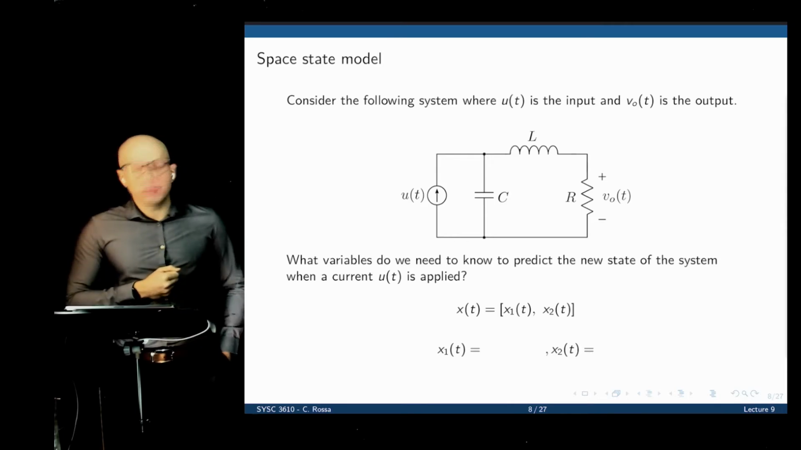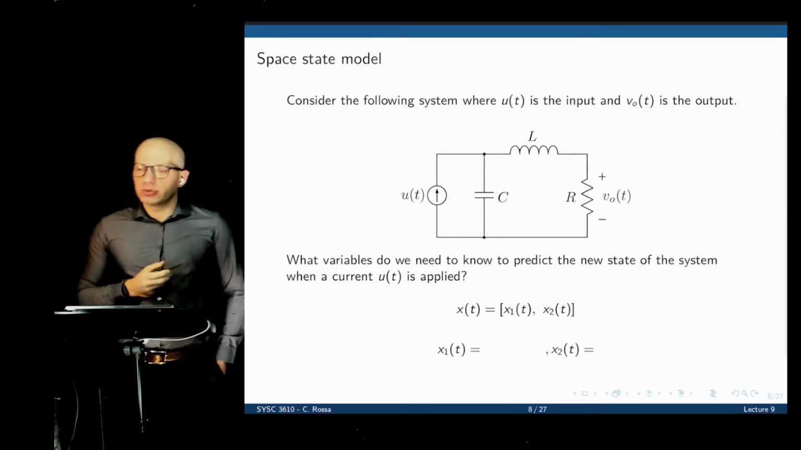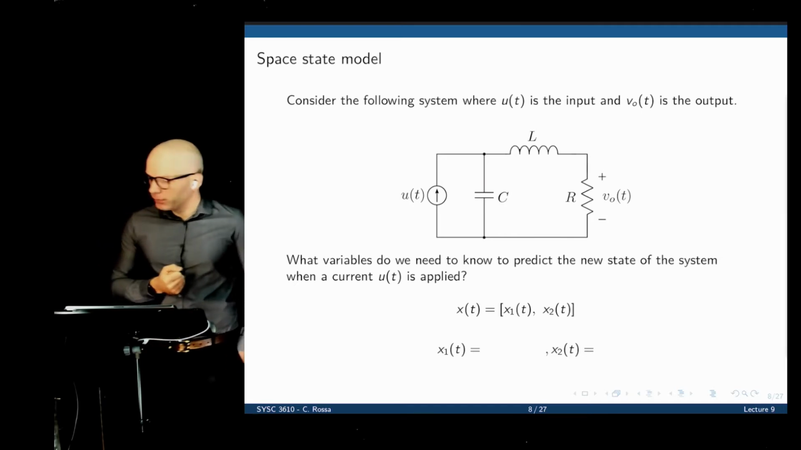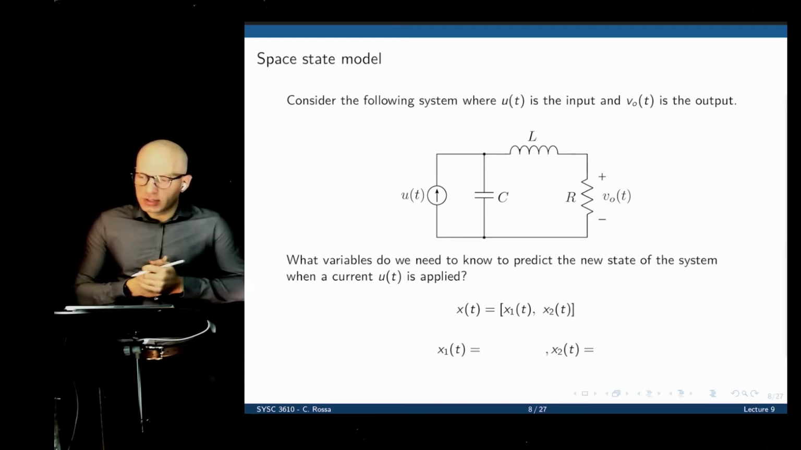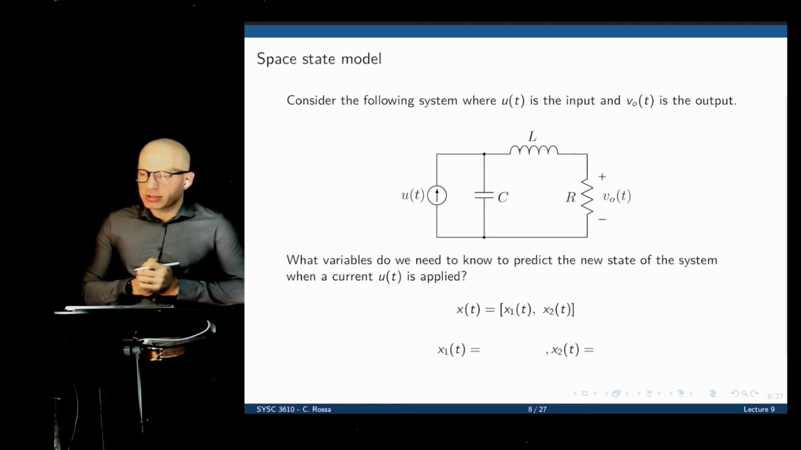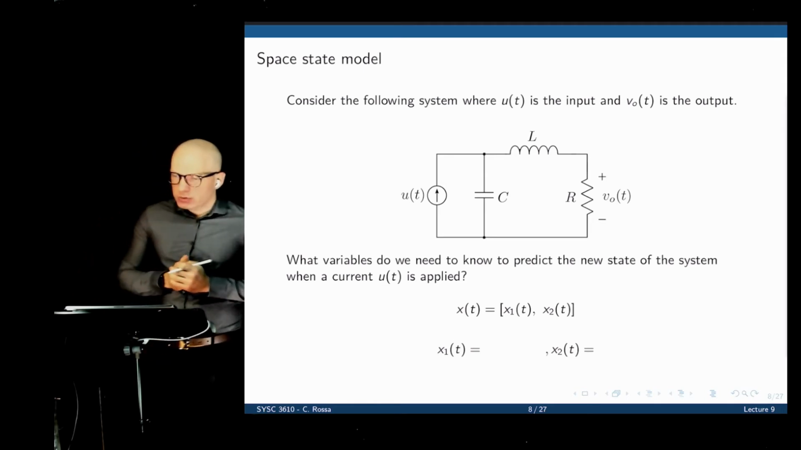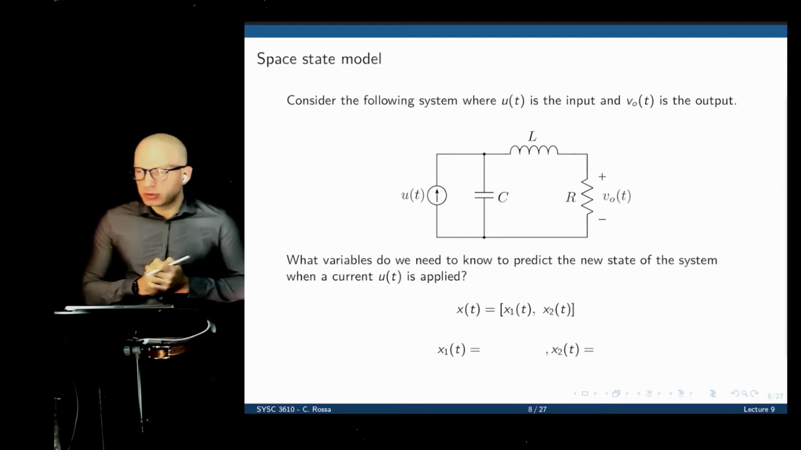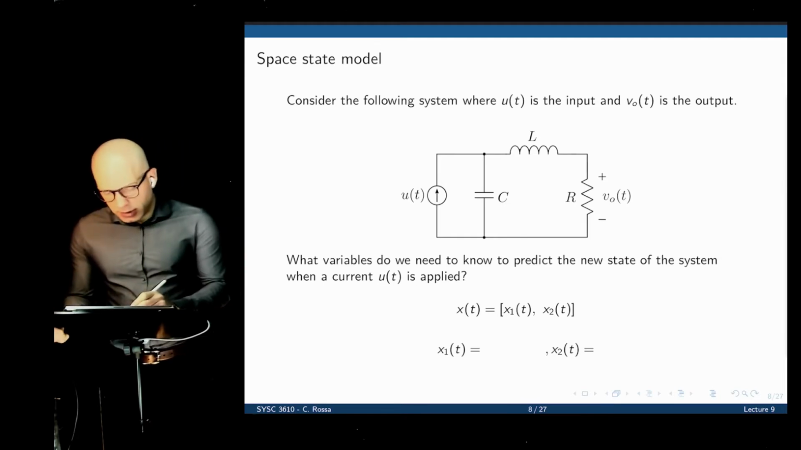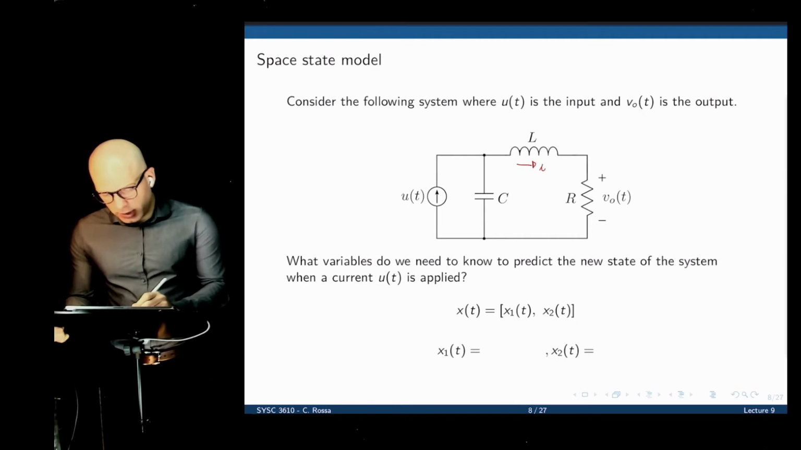So I briefly mentioned that a good choice would be to look at elements that can store energy. Which elements here can store energy? The capacitor and the inductor. Exactly. So the inductor and the capacitor. The inductor will store energy in the form of a magnetic field. So what is directly related to that is the current through the inductor. Let's call that IL.